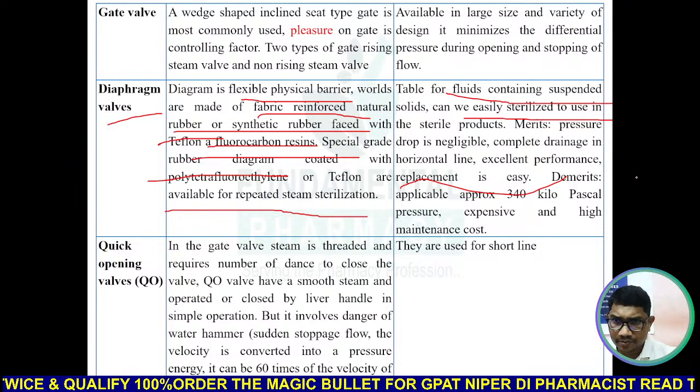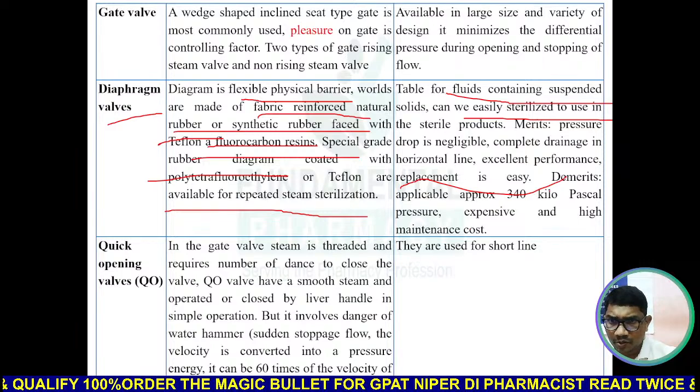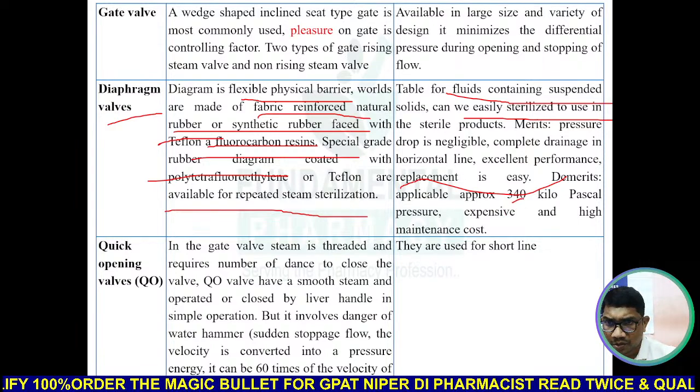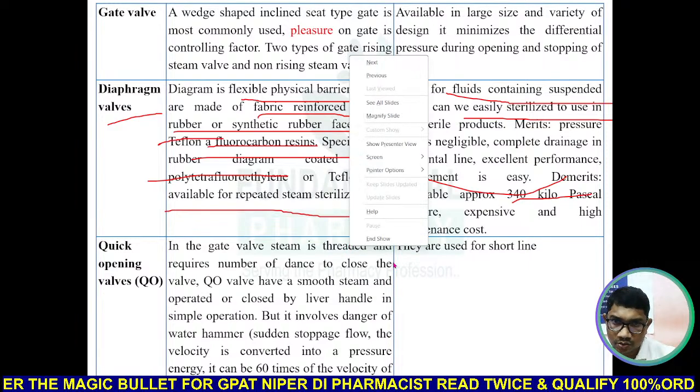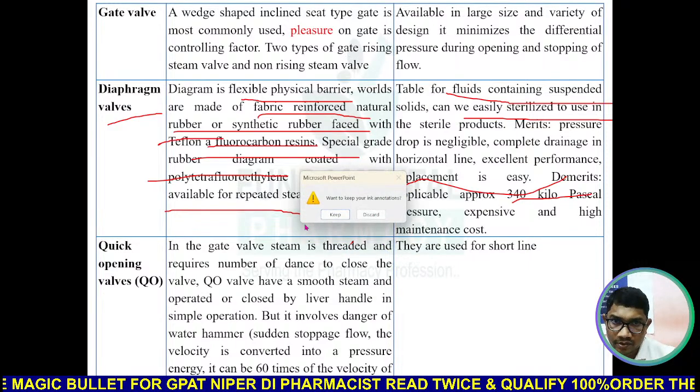Disadvantage होता है इसका applicable for approximately 340 kPa pressure. Expensive and maintenance cost इसका ज़्यादा होता है. That is a disadvantage.